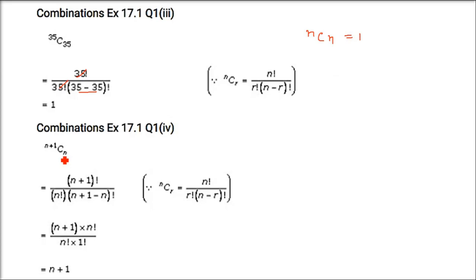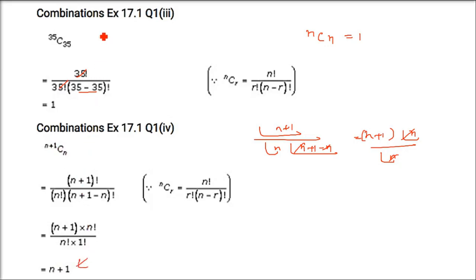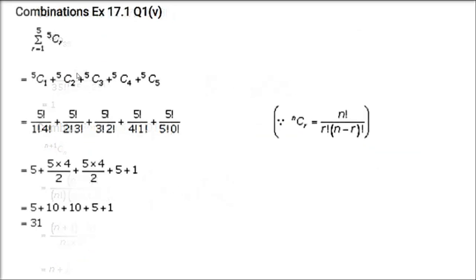n plus 1 Cn: factorial n plus 1 by factorial n, factorial n plus 1 minus n. So this is going to be factorial n plus 1 by factorial n. Let us open this: n plus 1 factorial n in the numerator, and the factorial n in the denominator cancels, so this is going to be n plus 1. So one thing you understand here: n plus 1 Cn is n plus 1 always.